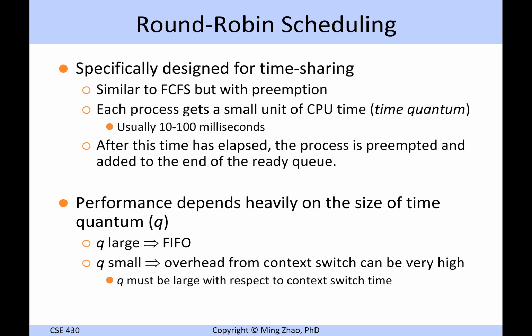And from the user's perspective, it gets the illusion that every process owns the entire processor. The scheduler has to switch among processes fast enough to allow the user to interact with every process. This scheduler is called round-robin scheduling. It is specifically designed for time sharing. It is essentially a special version of first come, first serve, but with preemption.